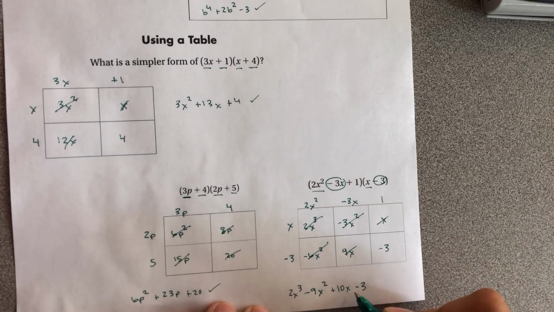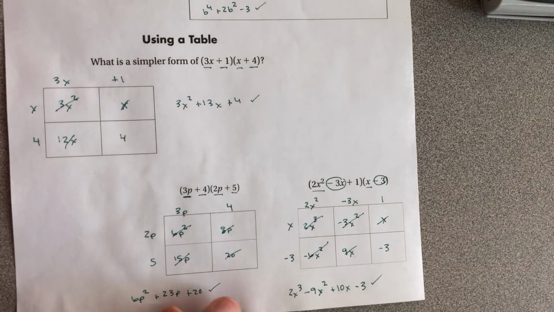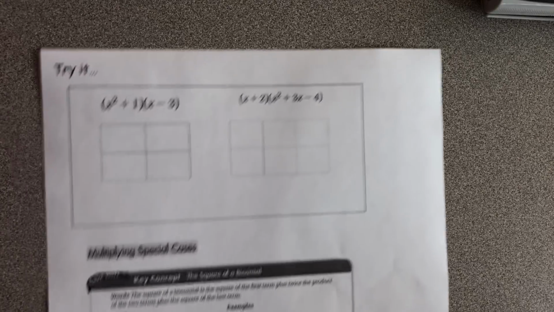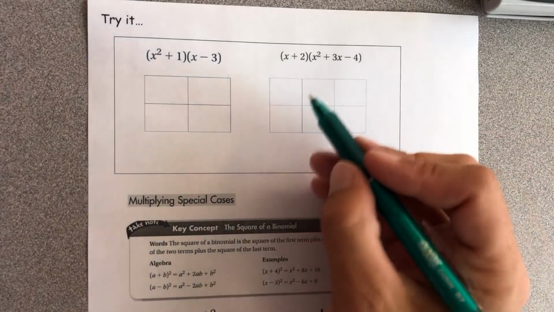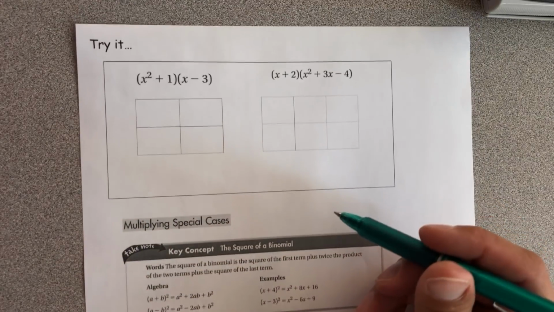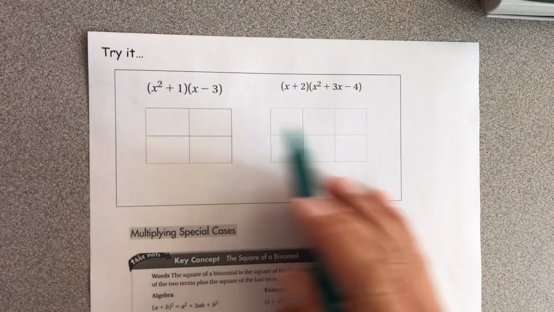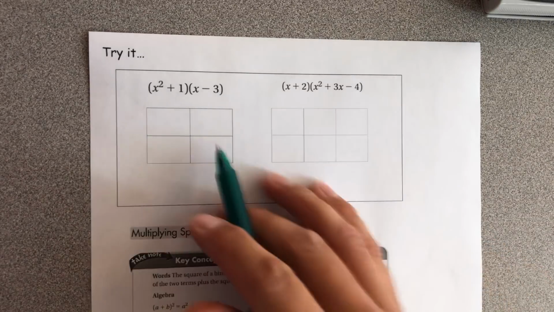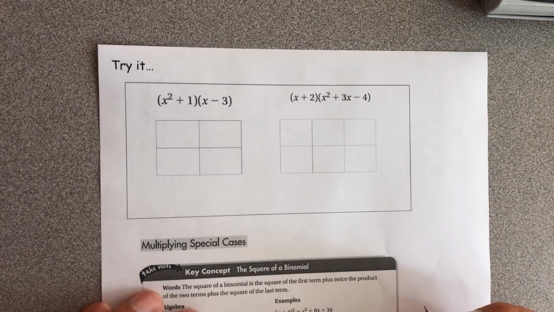Cubes, squared, to the first power, and constants. And I'm done. Okay? So what I would like you to do, whoops, it's not on the back of my paper. If you turn your paper over, you've got another box that says try it, and there are 2 tables in there. I want you to pause the video and try these two problems on your own. When you're done, hit play and make sure that you did them correctly.